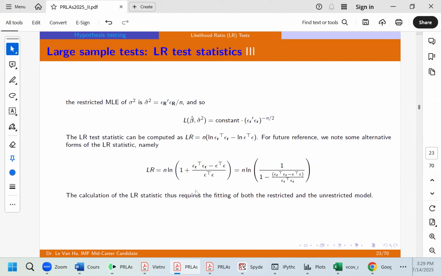I have prepared some of the steps here, but basically the LR test is based on the likelihood evaluated. So this is the LR, right? If you use this one, you compute the LR. This will follow a chi-square with Q degrees of freedom, where Q is the number of restrictions.